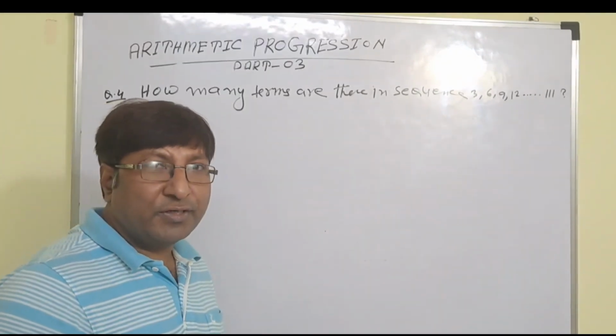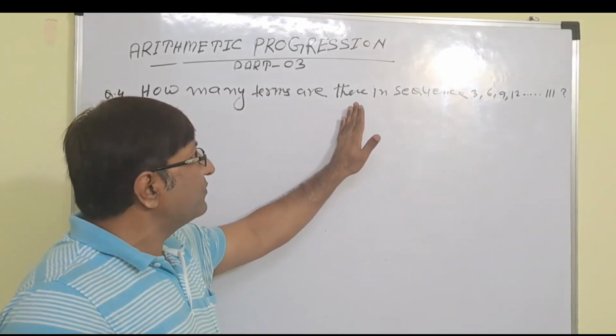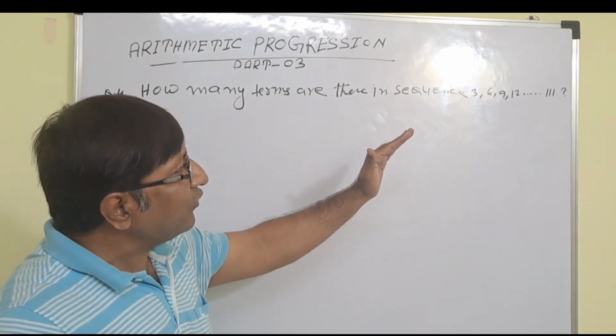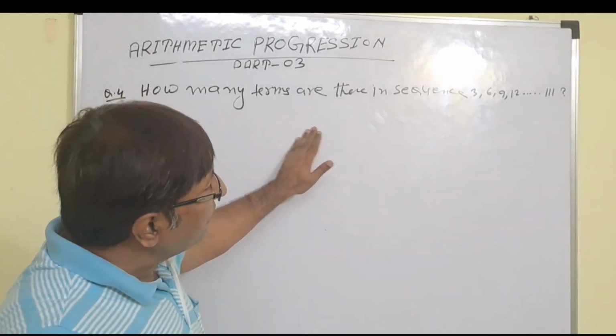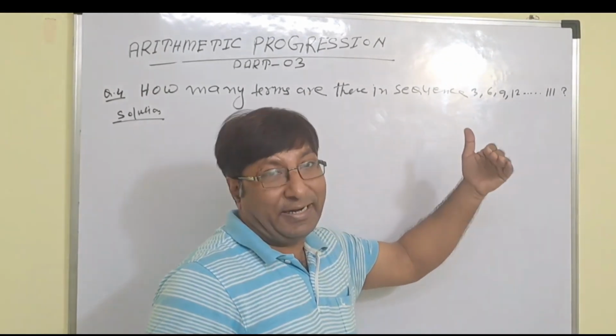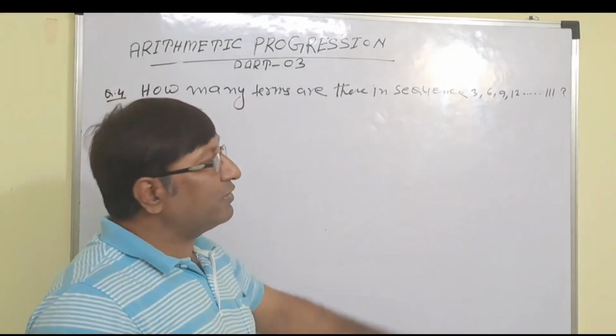Now see question number 4. Question 4 is: how many terms are there in the sequence 3, 6, 9, 12, and so on up to 111? So the question is, if the sequence continues the same way up to 111, what is the total number of terms?